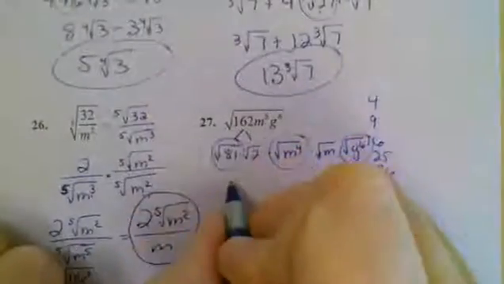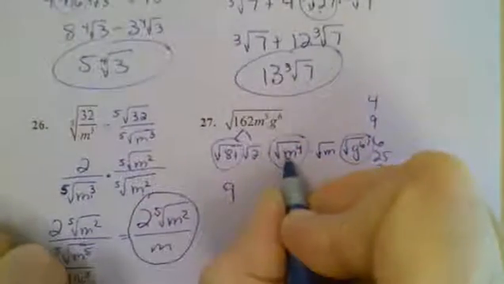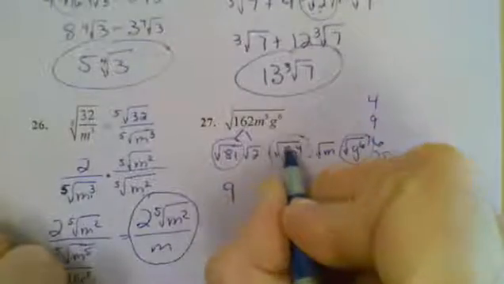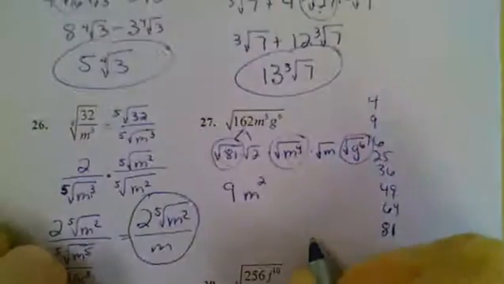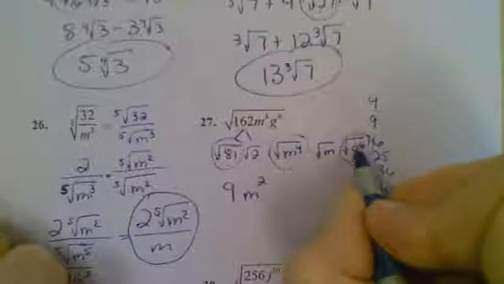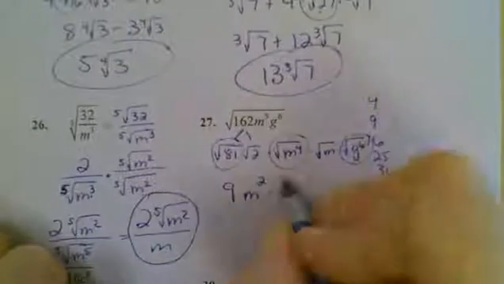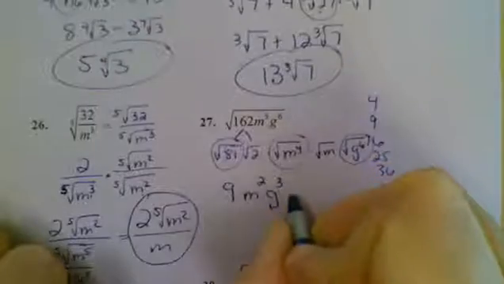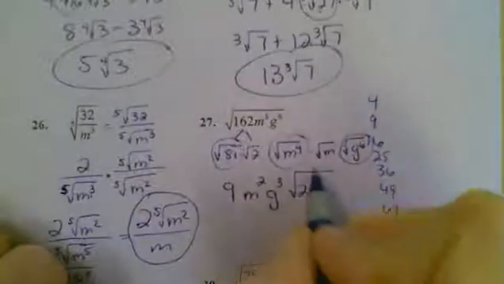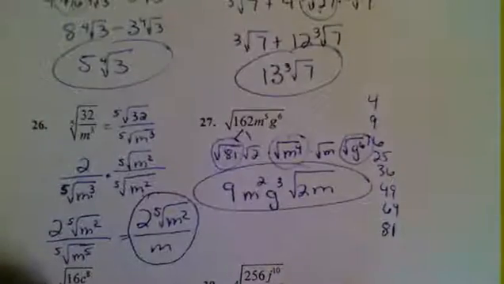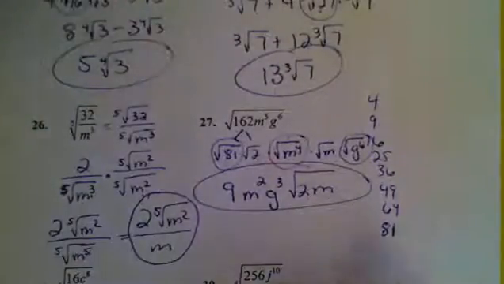So square root of 81 is 9. When I take m to the 4th, the square root of it, 4 divided by 2 is 2, so m squared. Here, g to the 6th, the square root of that, 6 divided by 2 is g to the 3rd. What's left goes under my square root, a 2 and an m. All right, let's look at 28.